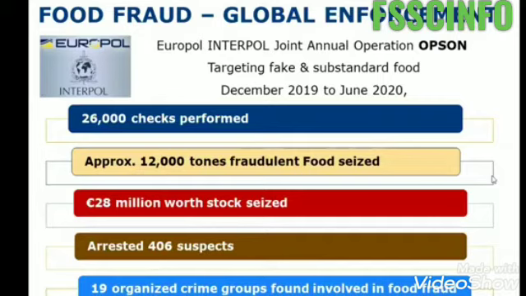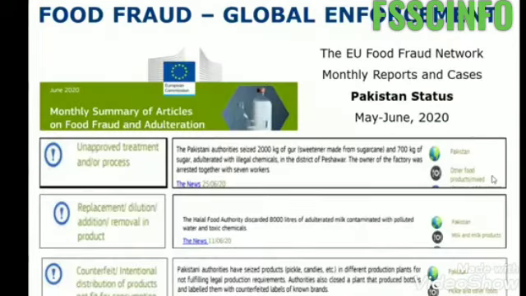They arrested around 400 suspects who were involved in food fraud activities. And just imagine, these were not just suspects, these were criminal groups working in these markets. 19 organized criminal groups were found involved in food fraud. So what does it mean? Food fraud is a very organized criminal activity.